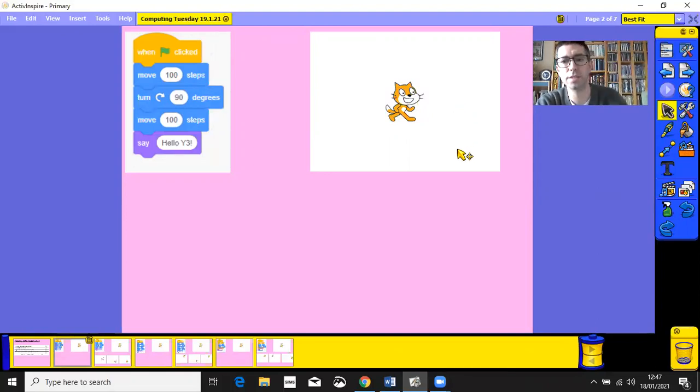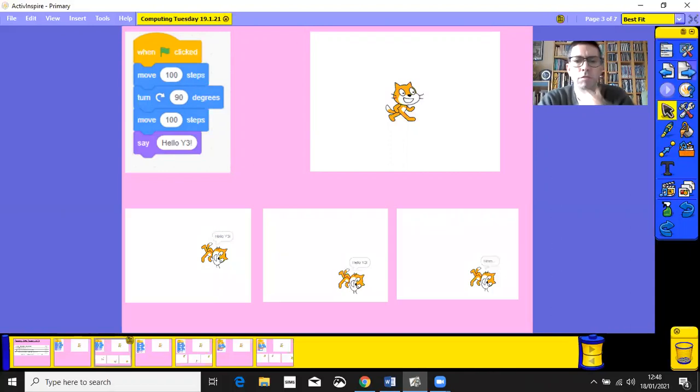And then the last instruction says, say, hello, Y3. Well, how friendly of him. So he should end up down here. So my prediction for the outcome of this algorithm is that he is going to be about here on the screen, facing downwards, and he should have a speech bubble that says, hello, Y3. That's my prediction.